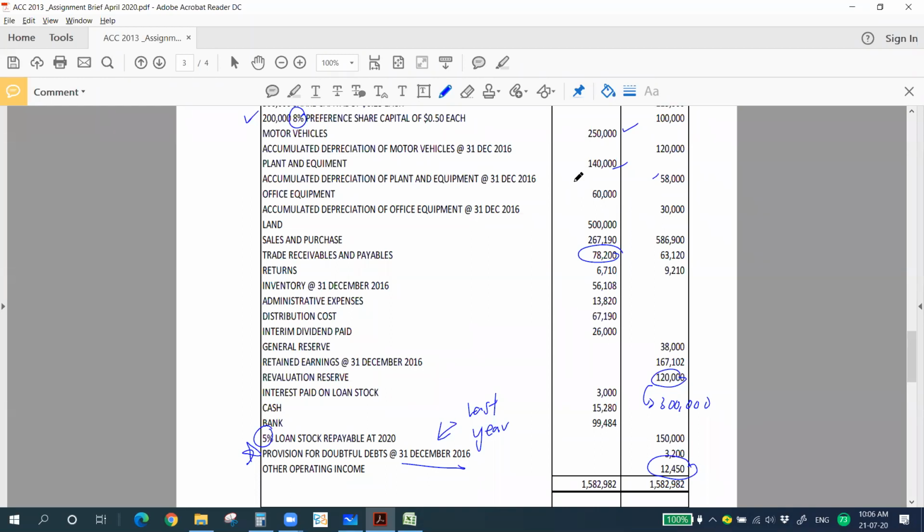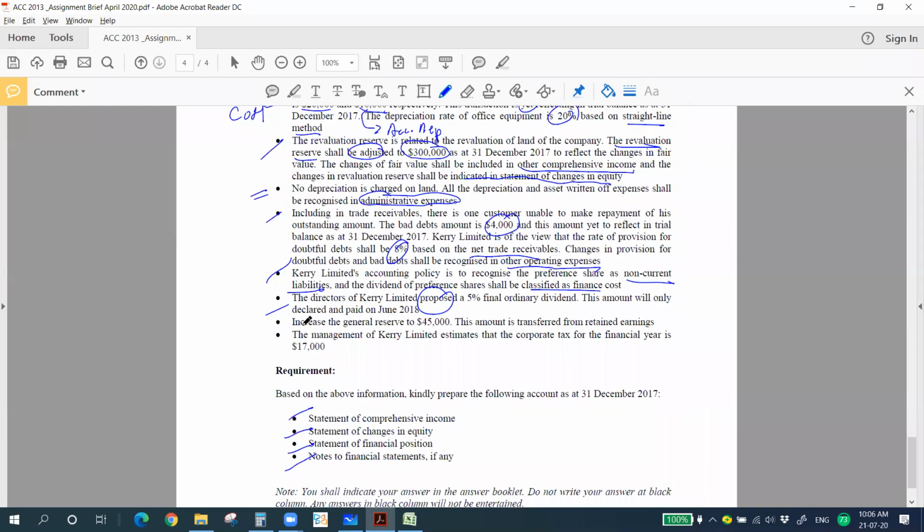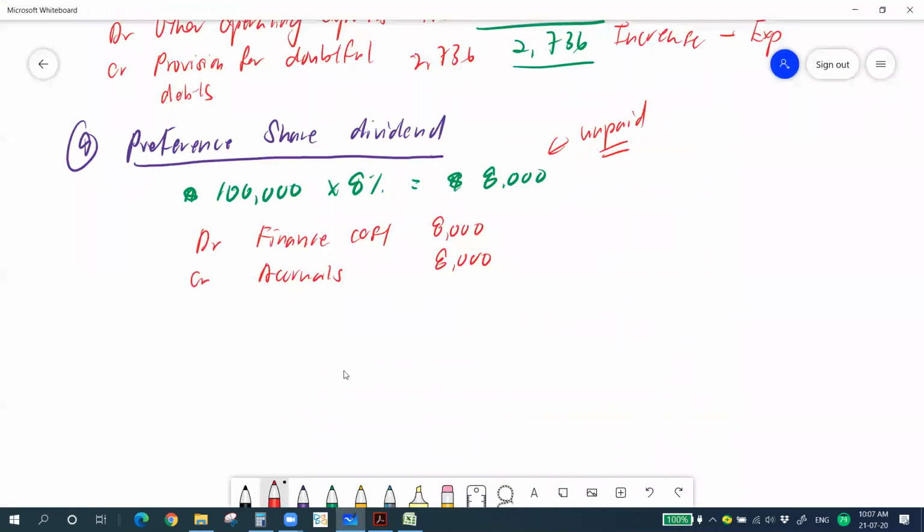Okay, all right. So this one, back to this. Let's say this is a proposed final dividend, right? Proposed final dividend means that we only show this in the notes to the financial statement. And 5%, how do we calculate? So this is number 10.